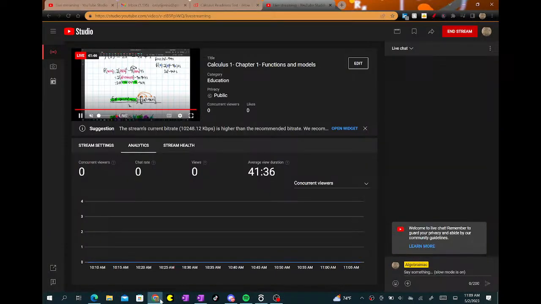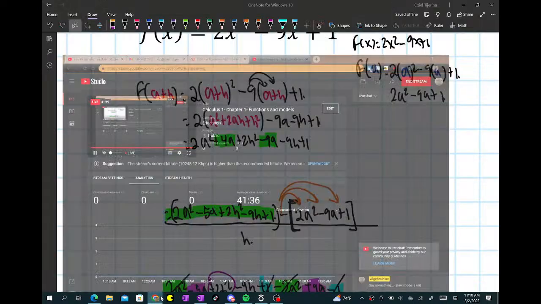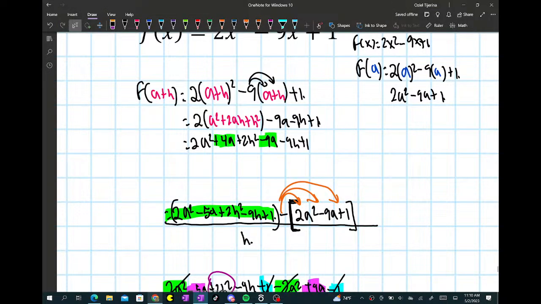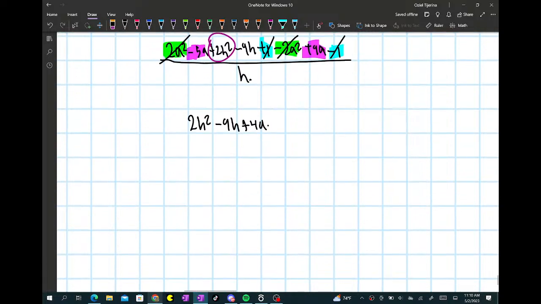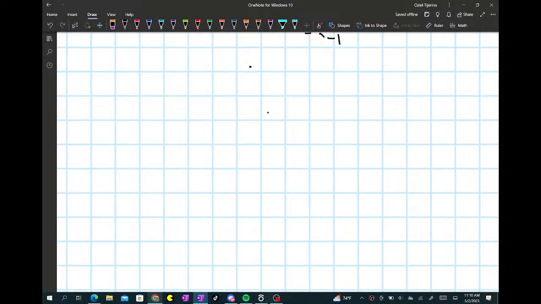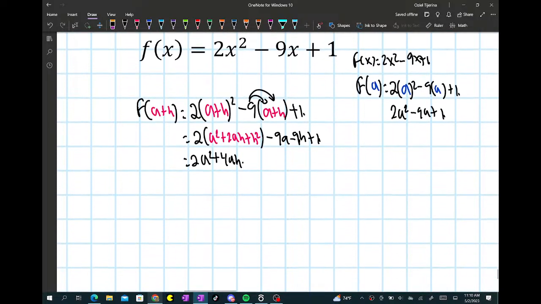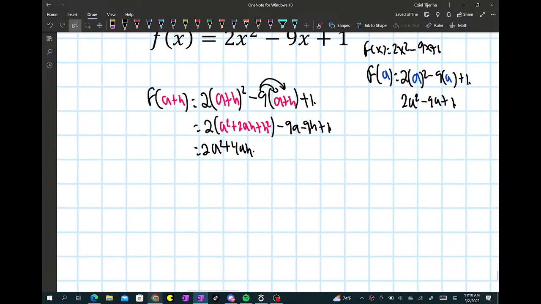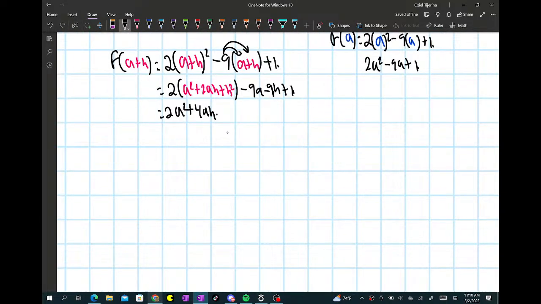I feel like I made a mistake here. I'm probably going way too fast. Hold on. 2a squared plus 4a. Oh, my bad. I meant to put 4ah, plus 4ah. I'm sorry, guys. I'm going way too fast here. I need to slow down. That's what happens when you go really fast. And in calculus, if you go too fast as well, you're gonna make a lot of mistakes.